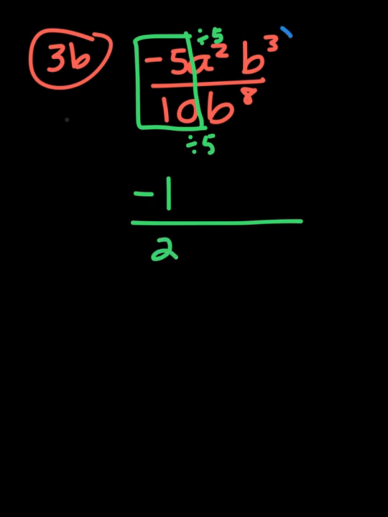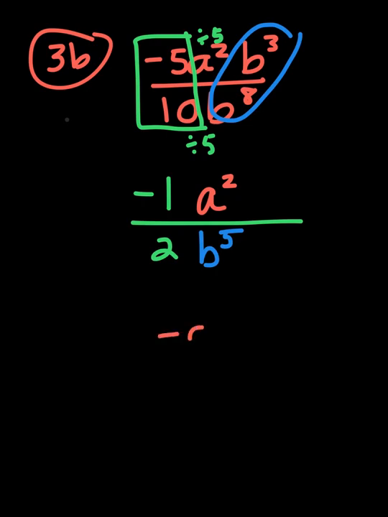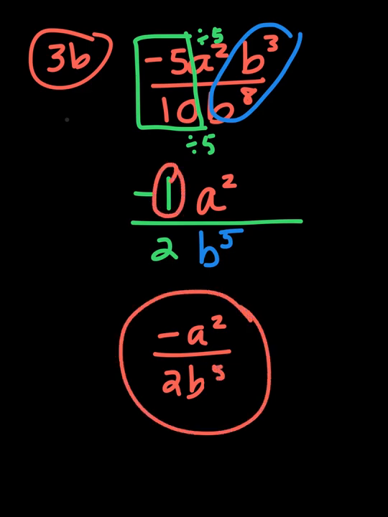Next, I'm going to have the b's battle. I have 3 b's in the top and 8 b's in the bottom, so the b's in the bottom are going to win, leaving me with 5 b's in the bottom. And the a squared has nothing to simplify with, so it stays in the numerator. The final answer you're going to see written as negative a squared over 2b to the 5th, because we don't really need to write the negative 1. We don't have to write the 1. So this is my final answer.